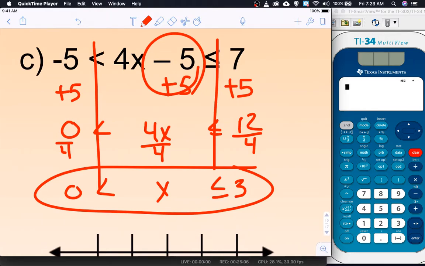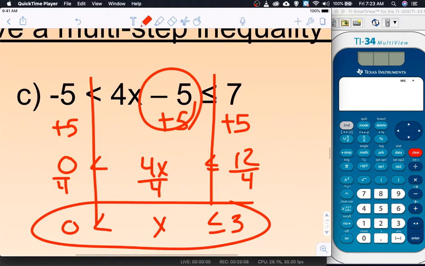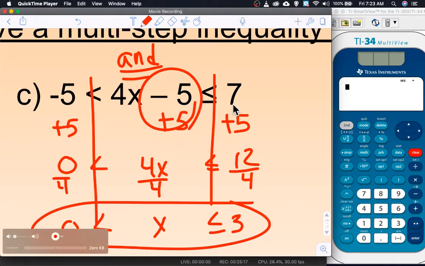And if you don't like this, you can separate it out, but you do need to understand that this is an and inequality. Ors, you'll always see the word or. Ands almost always look like this.